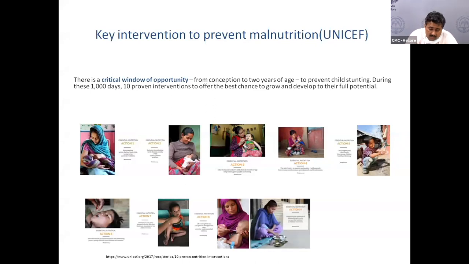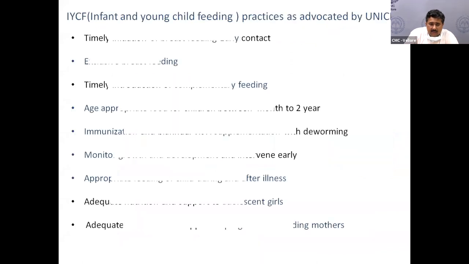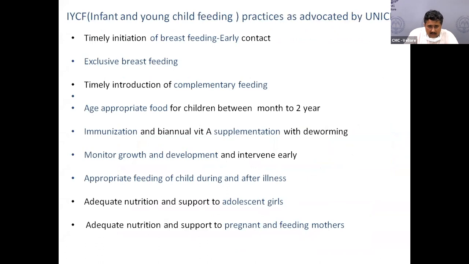Early picking up of malnutrition before they go into complications or severe malnutrition. Taking care of adolescents and pregnant women. In a nutshell, timely initiation of breast milk early, exclusive breastfeeding for 6 months, timely introduction of complementary feeding, age-appropriate food for child between 6 months to 2 years, immunization and vitamin A supplementation with deworming, monitoring growth and development, and intervene early. Appropriate feeding of a child during and after illness, adequate nutrition and support to adolescent girl and pregnant and feeding mother.